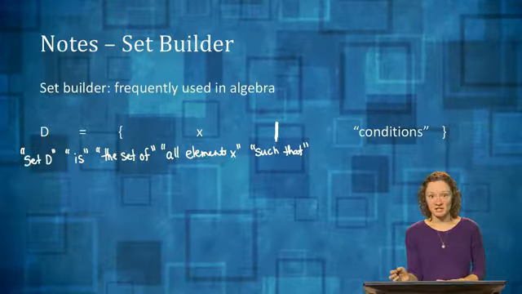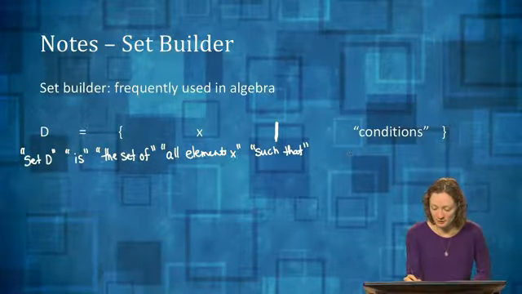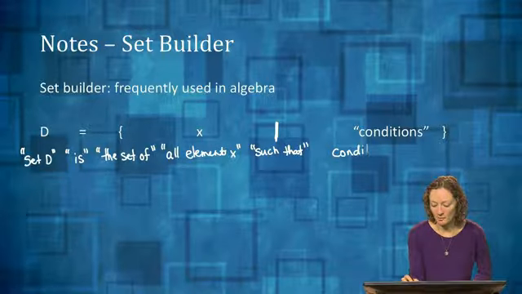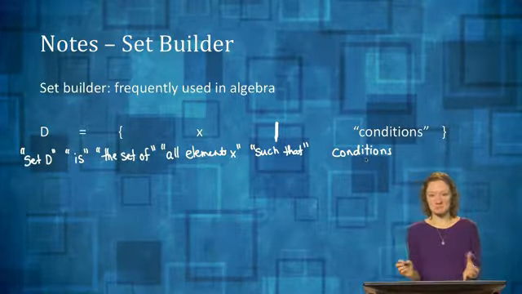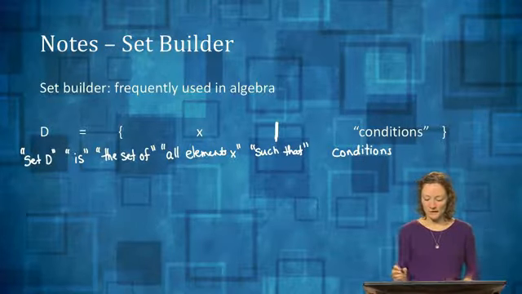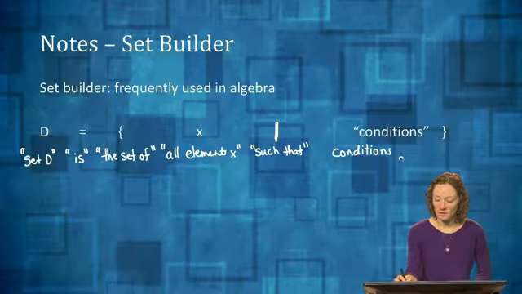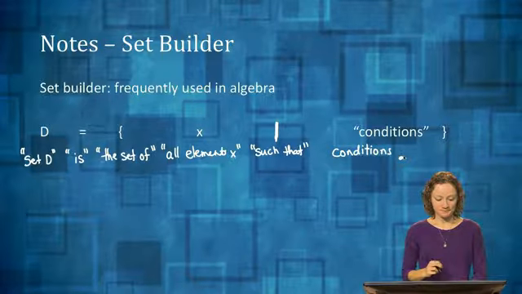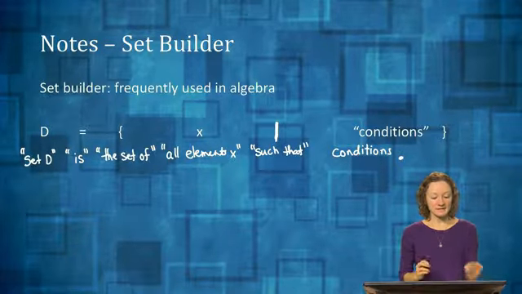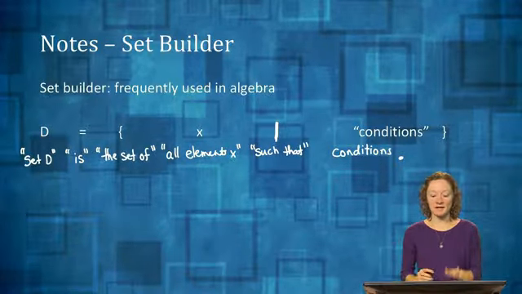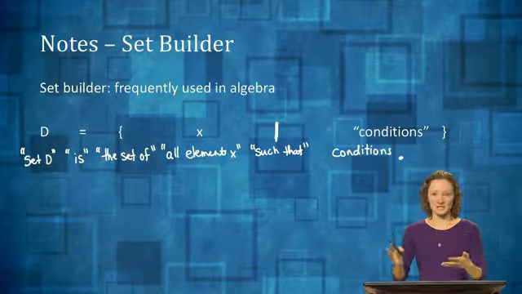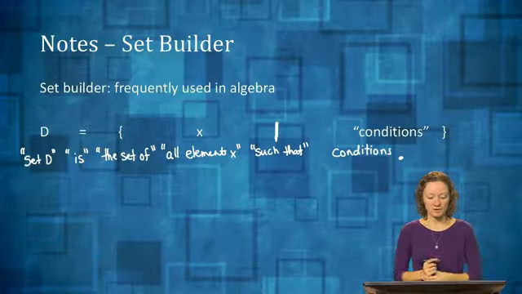And then conditions. Now, these conditions are different from problem to problem, so I'm not going to put it in quotes in our translation because that's not what you would say. You wouldn't read that out loud. You would just say whatever the conditions were, and that would end the sentence. So this line reads, set D is the set of all elements X such that whatever the conditions are. We'll see some examples of that soon.